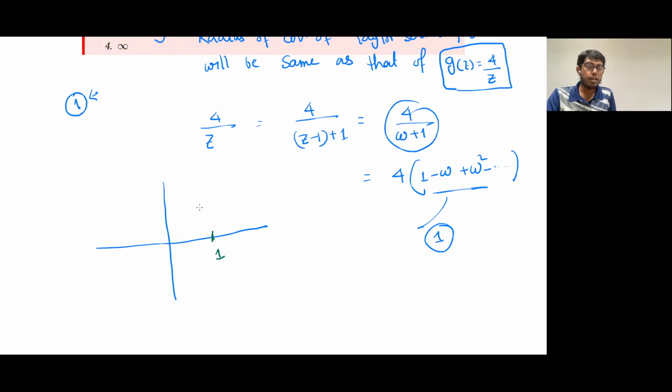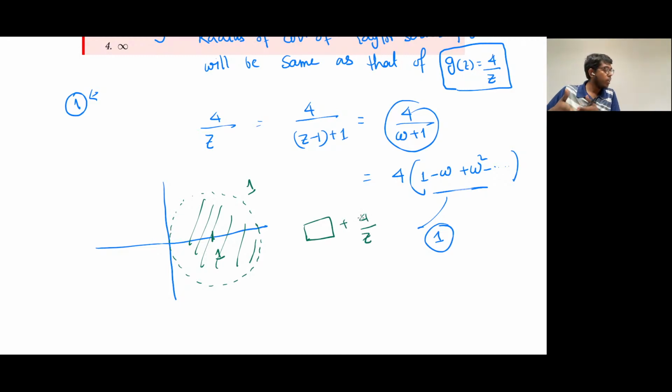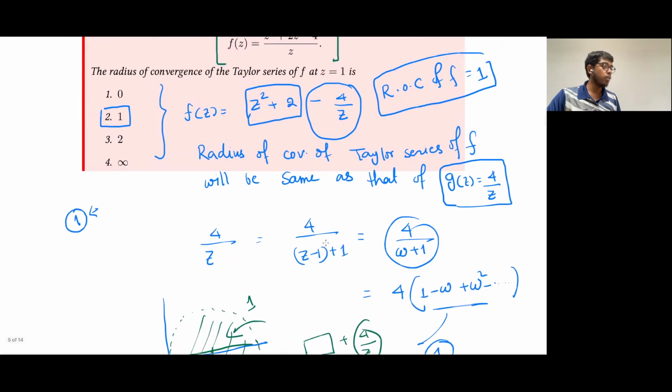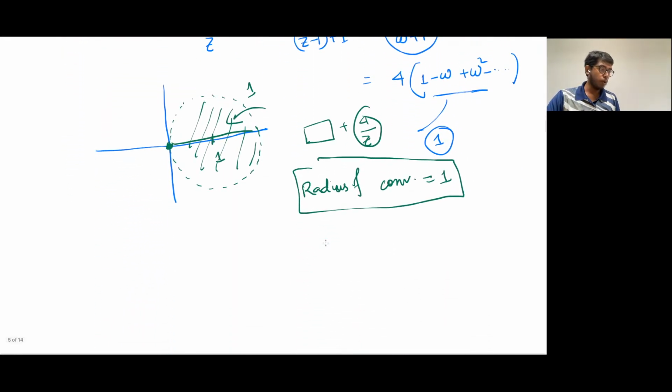Now, if I take a ball, you see that in any ball of radius 1, the function is analytic. Why? Because the function has something plus 4 by z. Once it crosses the 0 value, it is not analytic. So this is the largest ball on which it is analytic. Therefore, from this diagrammatic view also, you can say that the radius of convergence is equal to 1. I hope this is clear to everyone. If any doubt, you can stop me. We will proceed to the next problem.